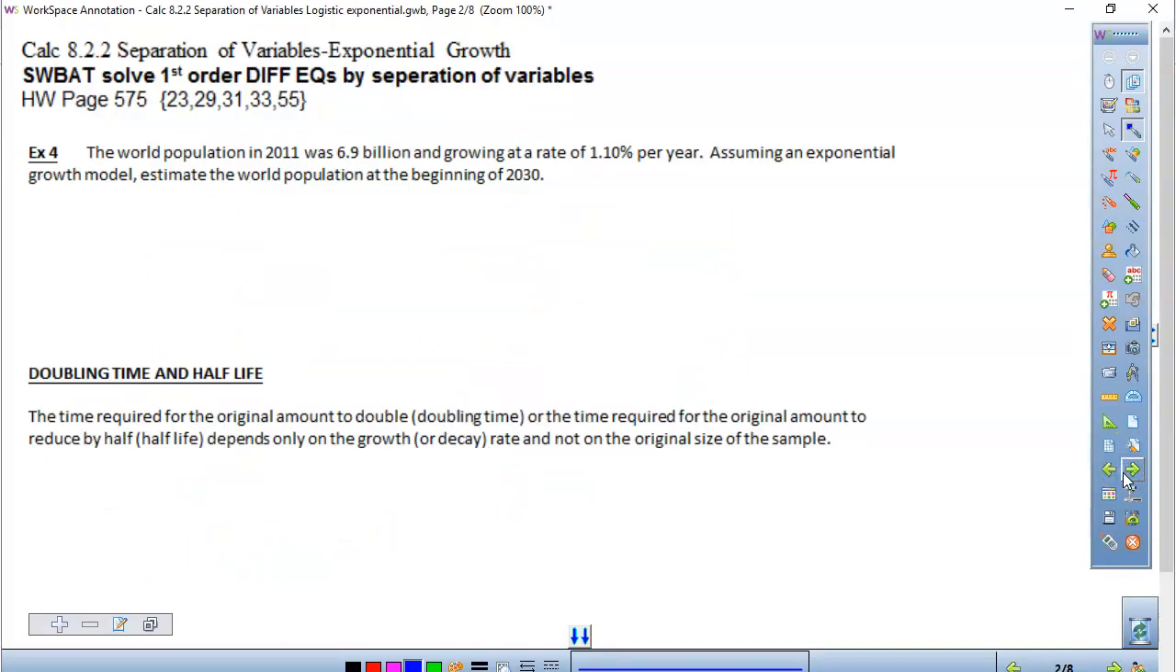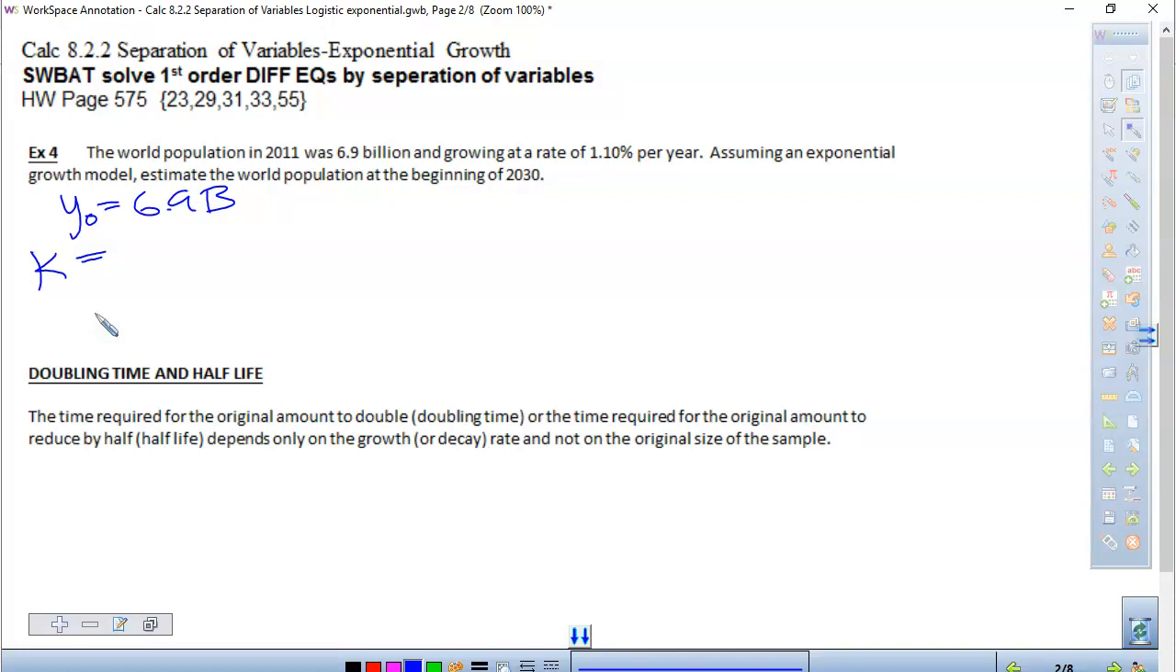So we'll look at a simple example. The world population in 2011 was 6.9 billion, growing at a rate of 1.1% per year. Assuming an exponential growth model, estimate the world population at the beginning of 2030. So what is y sub 0? 6.9, with a capital B for billion. Okay? What is k, our growth rate?